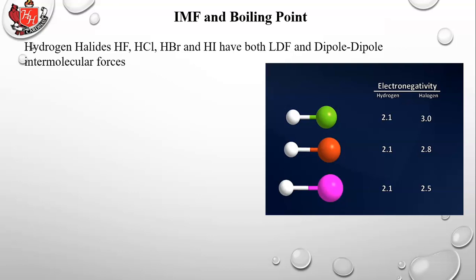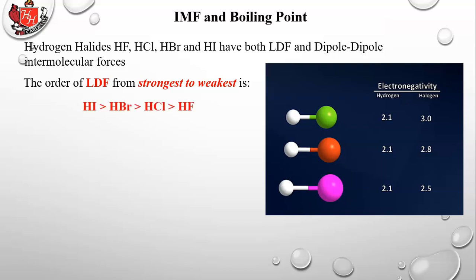So hydrogen halides, HF, HCl, HBr, and HI have both London dispersion forces and dipole-dipole intermolecular forces. The order of London dispersion forces from strongest to weakest of the hydrogen halides is hydroiodic has the strongest London dispersion forces, followed by HBr, followed by HCl, followed by HF. It's simply the number of electrons. HI has the most electrons, so it's the most polarizable and has the strongest London dispersion forces. HF has the fewest electrons, so it has the weakest London dispersion forces. This is due to the larger number of electrons in HI.